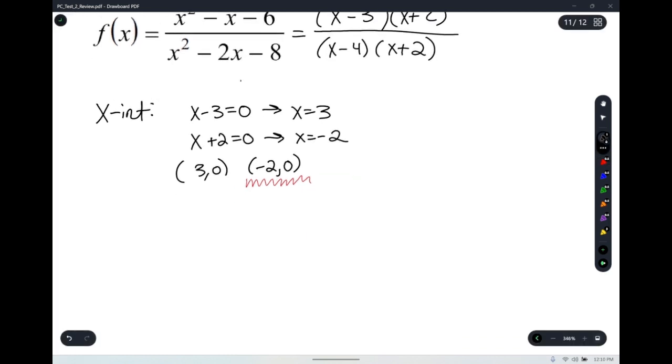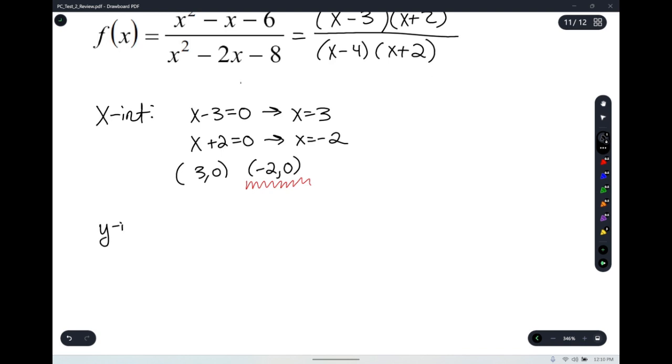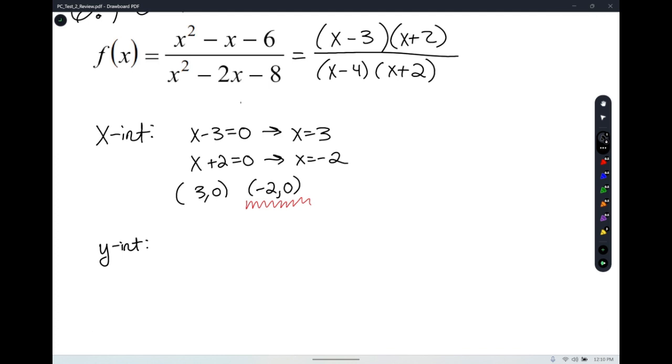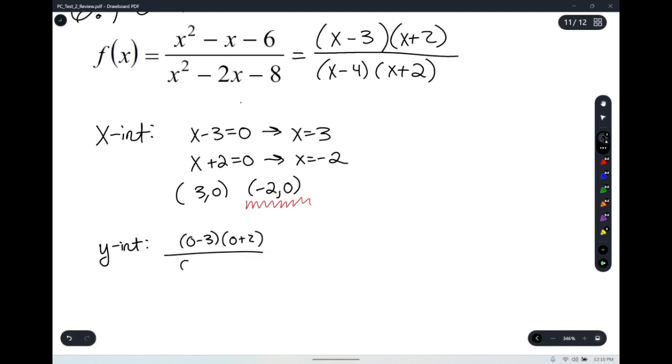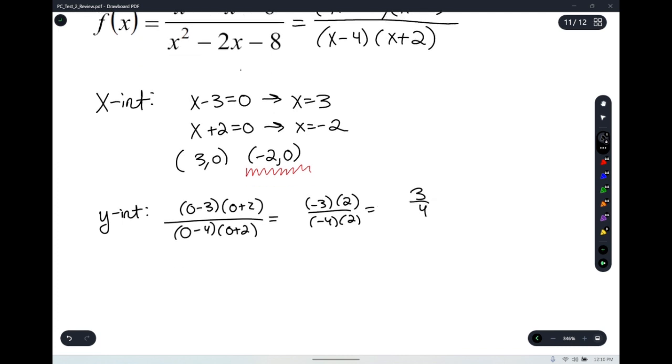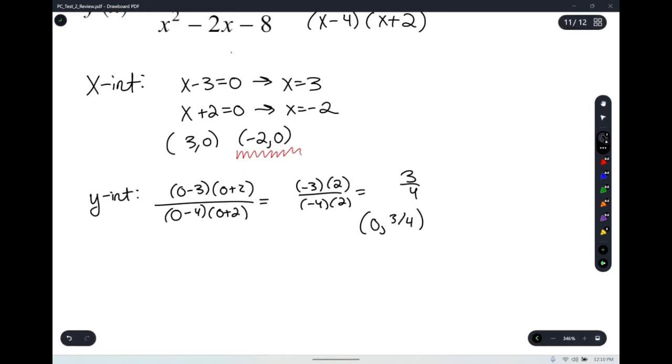All right. What about the y-intercept? How do you find that? That's actually easier. You plug in 0 for the x's. So you'll get 0 minus 3, 0 plus 2, over 0 minus 4, 0 plus 2, and you'll get something like negative 3 times 2 over negative 4, which is 3 over 4. So your y-intercept is actually (0, 3/4). Okie dokie.